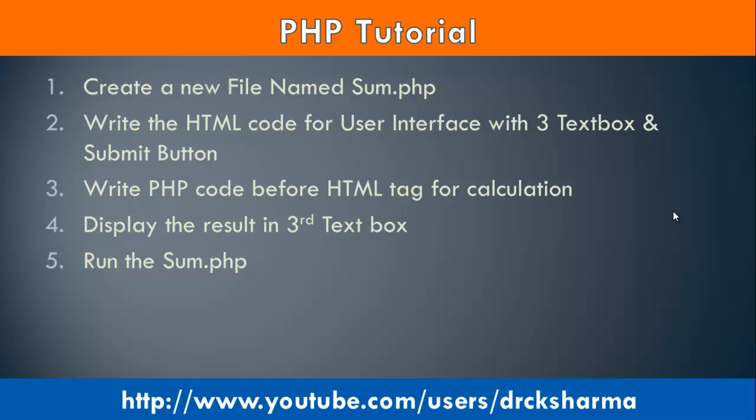The following steps are used to implement this program. Step 1. Create a PHP file named sum.php. Step 2. Write the HTML code for user interface. This interface includes 3 text boxes and a submit button. First 2 text boxes are used to take the input from the user, and third text box displays the sum when the user clicks on submit button.